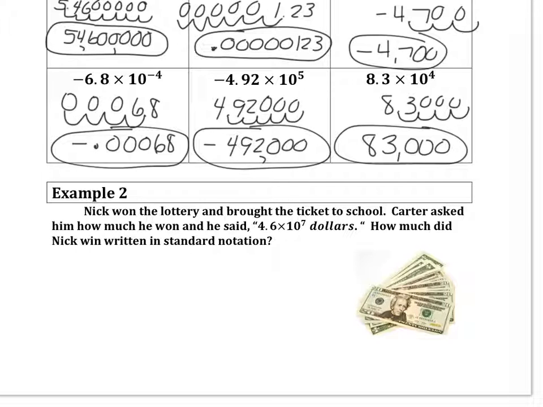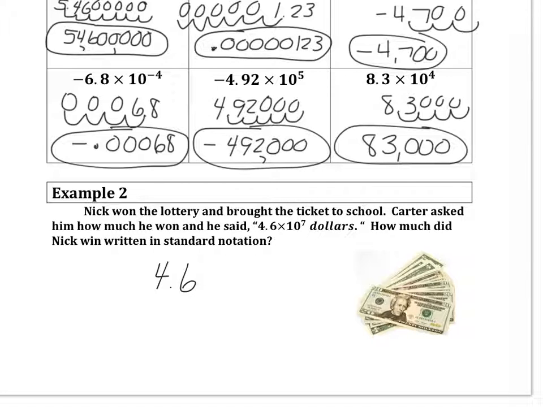We're going to try our word problem here. Nick won the lottery and brought the ticket to school. Carter asked him how much he won, and he said 4.6 times 10 to the 7th. Now, it wouldn't make much sense to use scientific notation when you're saying how much money you have, because you want to brag about it. How much did he win written in standard notation?